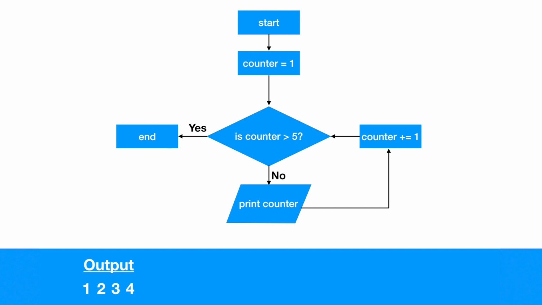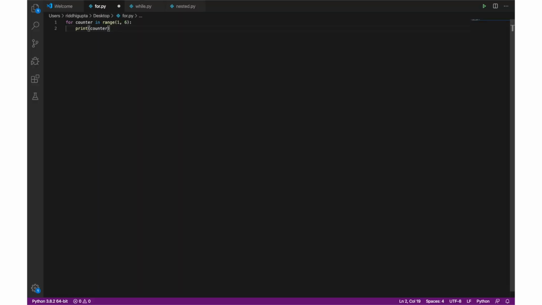Now, the counter is equal to 5. It's not greater than 5. So this condition is still false. So the counter is printed again, incremented by 1, and now the counter holds the value 6, which is greater than 5. So this condition is true. And the loop is exited and the program ends. So now that we've understood the elements of the for loop and how to write one, let's go ahead and run this program.